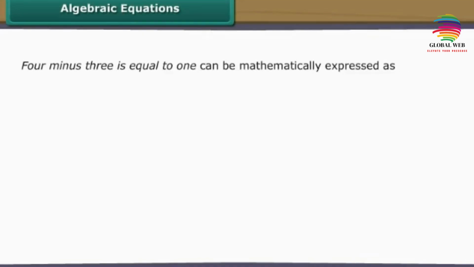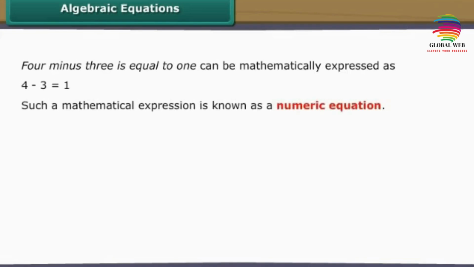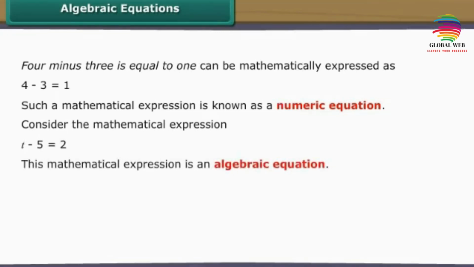Algebraic equations. Consider a statement like this. 4 minus 3 is equal to 1. It can be mathematically expressed as 4 minus 3 is equal to 1. Such a mathematical expression is known as a numeric equation. Now consider the mathematical expression t minus 5 is equal to 2. This mathematical expression is an algebraic equation. An algebraic equation has one or more variables.